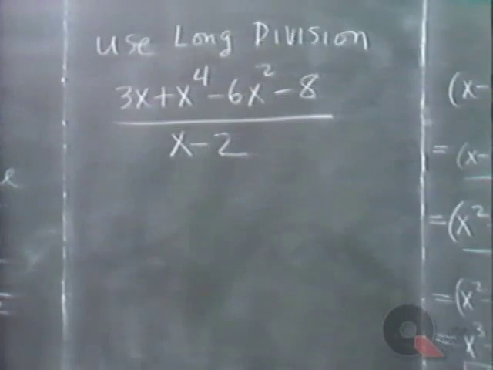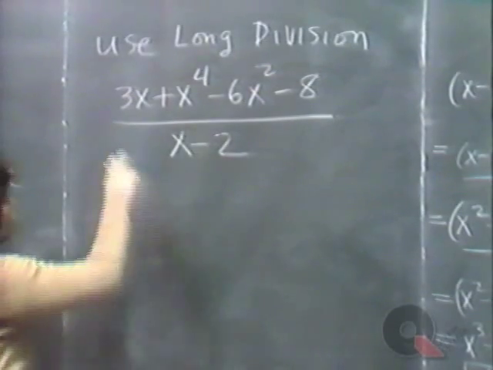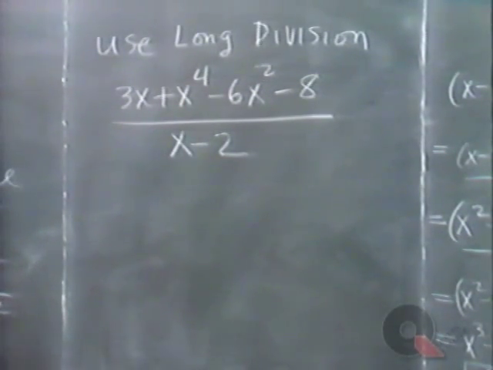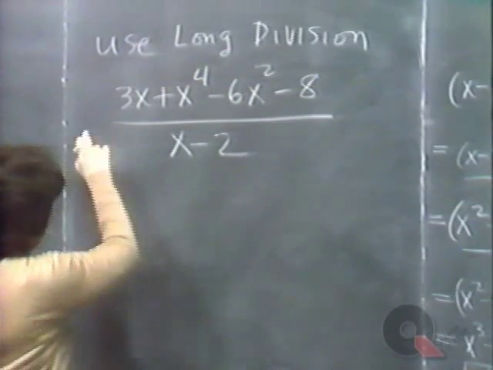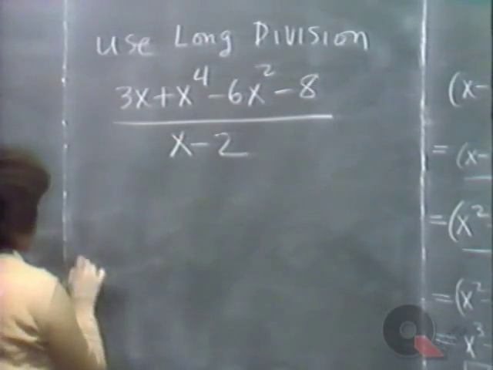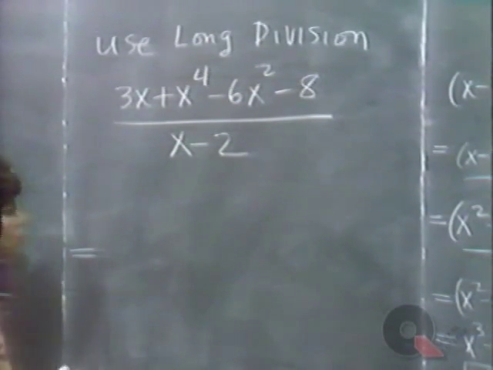Okay, now, there are 2 things to remember when you're doing long division. First of all, you must rewrite your numerator so that the terms are arranged in descending order of degree. Okay, the term with the highest degree first, and then second, and so on. And secondly, you want to make sure that every term is accounted for.